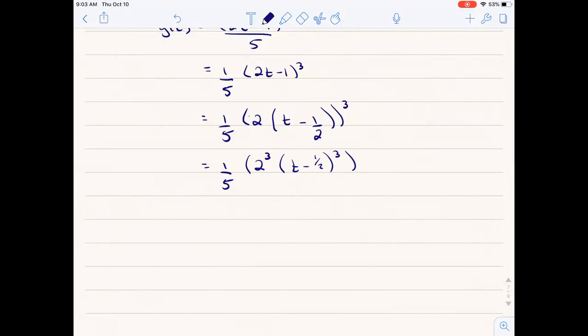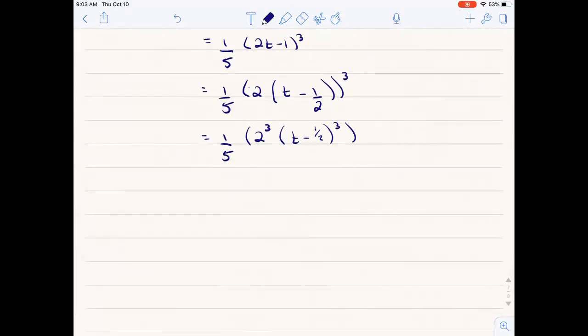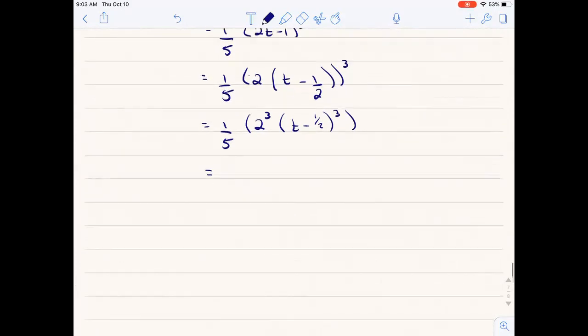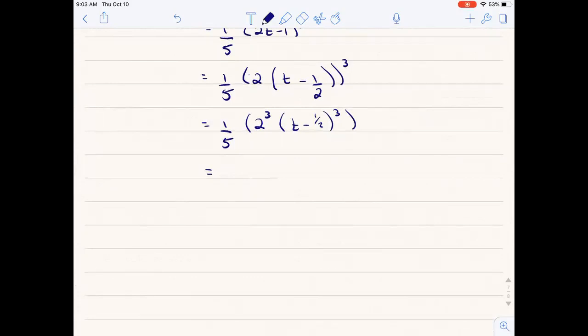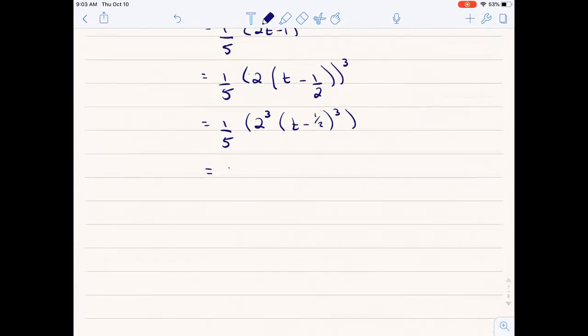It looks like what we were working towards. It looks a little nasty, right? But that's okay. Because now 1 over 5 times 2 to the power of 3, we can just simplify: 2 to the power of 3 is 8, so that's 8 over 5. So we get 1 over 5 times 8 times t minus 1/2 to the power of 3.